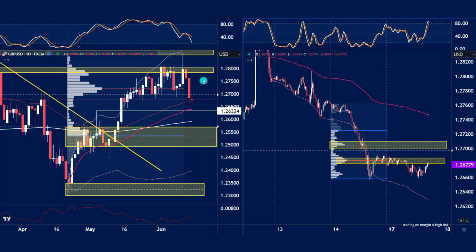Going on to cable then, or pound US dollar. Quite like the idea of being a seller of the pound at the moment. Whether that'll be successful or not, we'll have to wait and see. But a couple of reasons why. We rejected the 128 handle quite aggressively. We are testing the daily 50 moving average, which can act as a level of support.